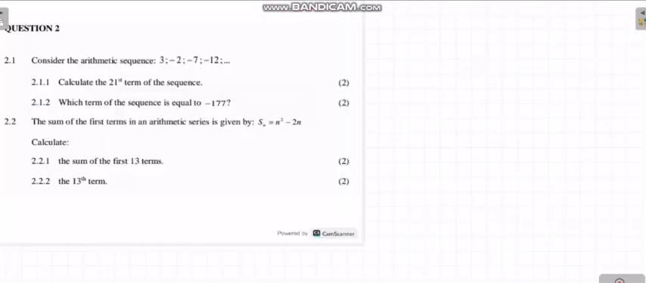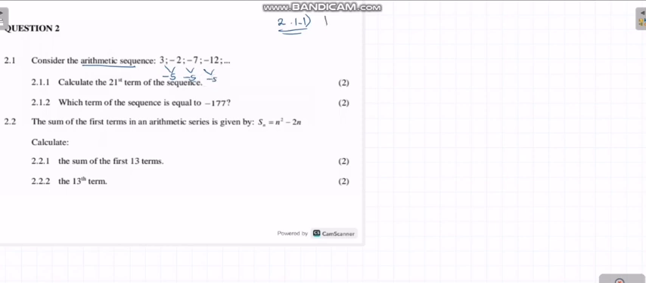Okay, so now let's check the next question. It says consider the arithmetic sequence 3, -2, -7, -12. So now let's check our first question, 2.1.1, calculate the 21st term of the sequence. Let's check our difference. This minus that, -5, -5, -5.